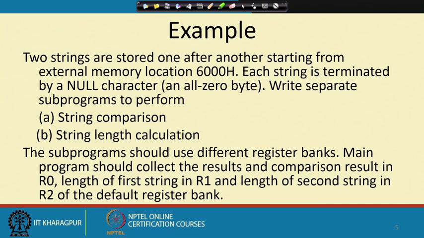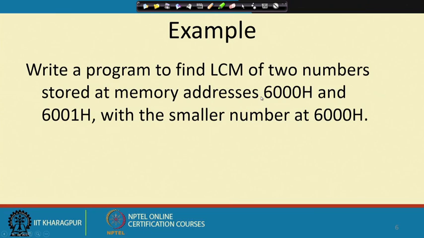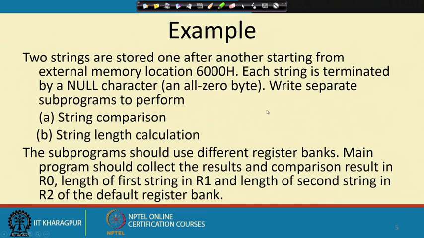One subprogram will do string comparison. Suppose the names of the strings are S1 and S2. So, the S1 string and S2 string will be compared. It will just compare whether the strings are same or not same. It is not finding a greater than or less than relationship. It just checks for equality, whether the strings are exactly same or different.